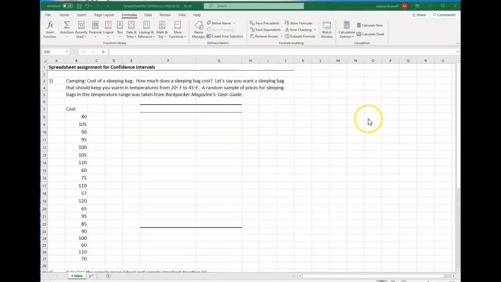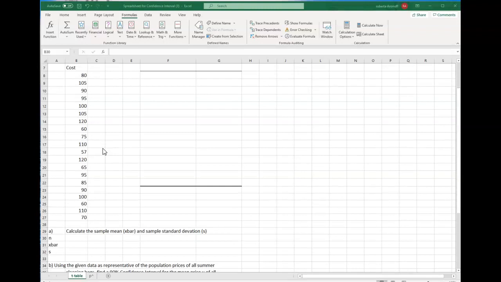We want to be able to find a confidence interval for the population mean of an item. For this problem, we're going to find the population mean for the cost of sleeping bags. We get a random sample of prices for the sleeping bags, and we want to be able to find the mu.